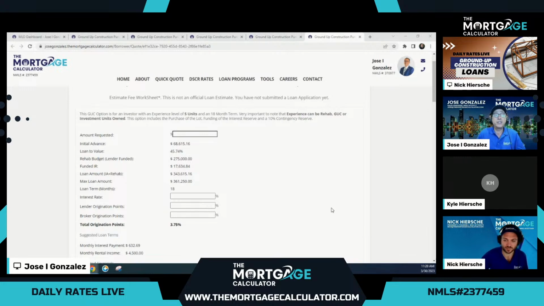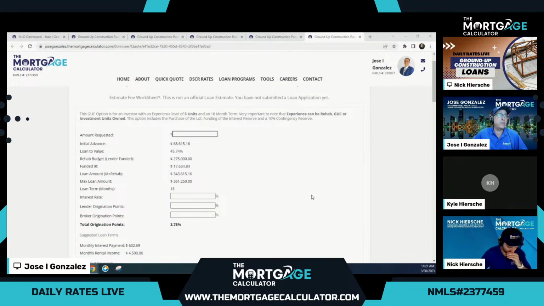They do let us also build in the interest reserve. So in this case, I've selected an 18-month term. 12 is the shortest, 24 is the longest. So I'm going with 18 months.